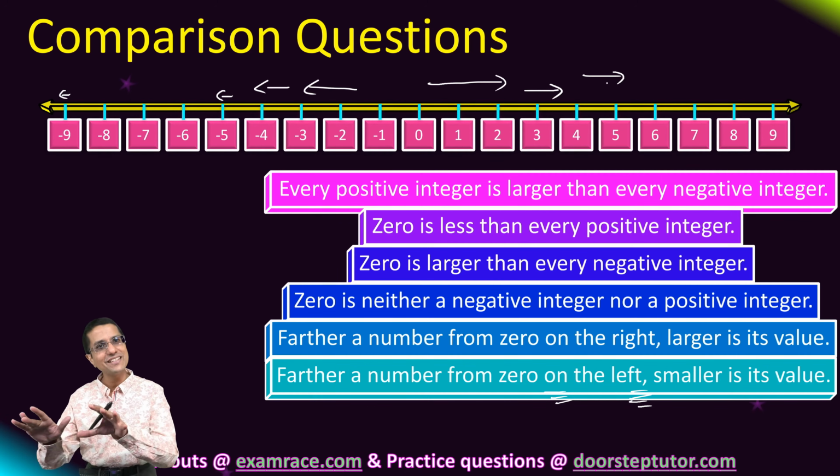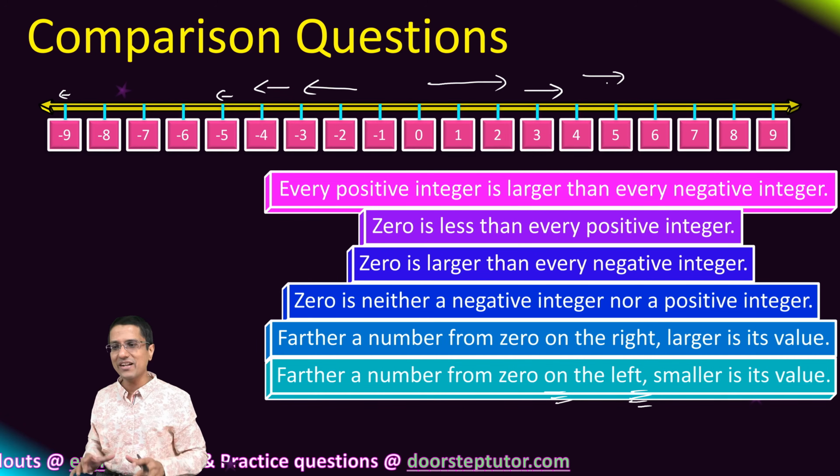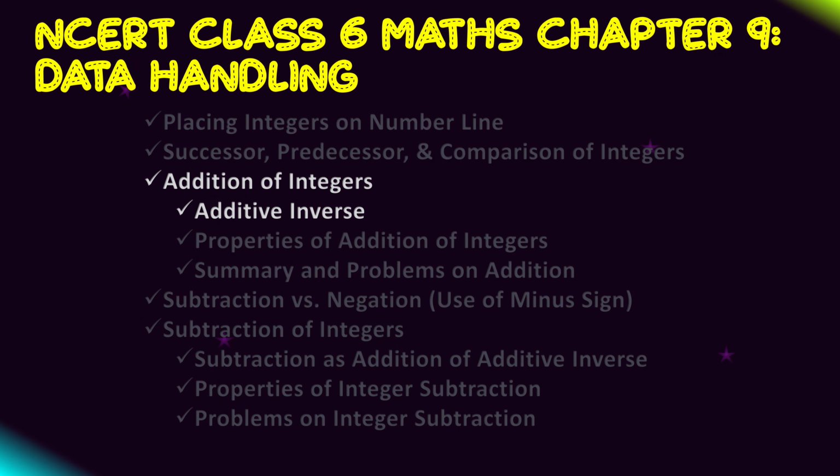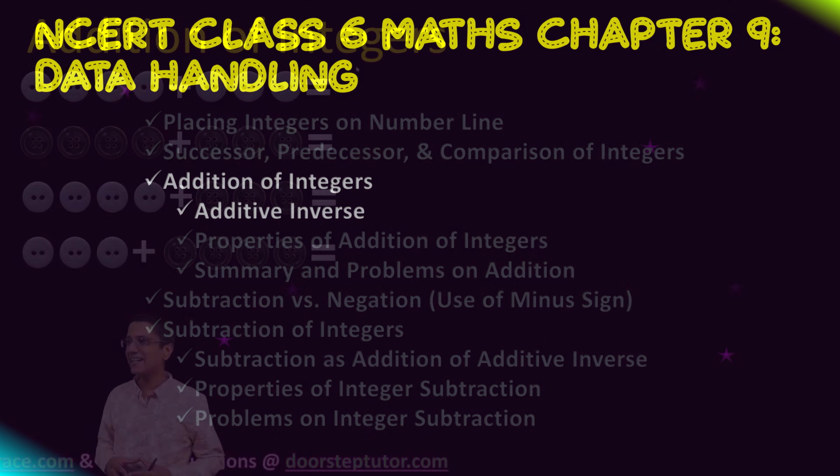See, very simple relations. Keep these concepts in your head very straight, and you'll never make a mistake in comparison questions. They are actually very simple. Let's now look at addition of integers.